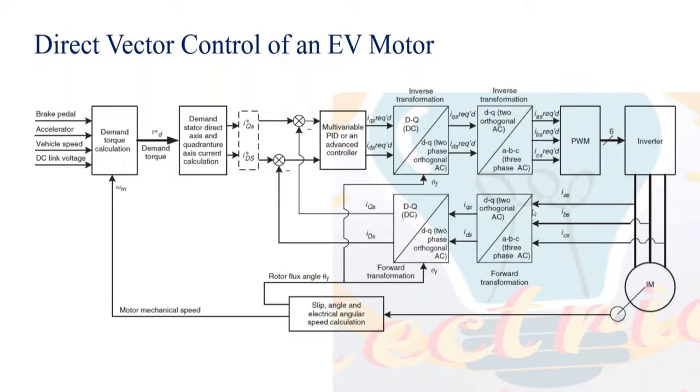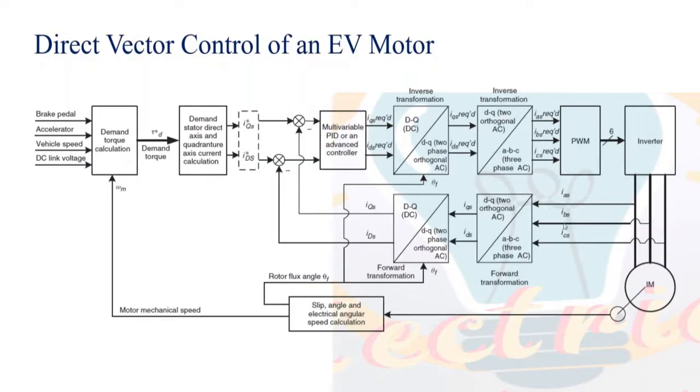Otherwise, what will happen if I don't convert into two-phase orthogonal AC? If I have three currents IA, IB, IC, and I use a PI controller to determine the reference torque, I have to use three PI controllers: one PI controller for IA, one for IB, and one for IC. So to reduce the usage of controllers, people went for conversion of this three-phase machine into a two-phase machine.